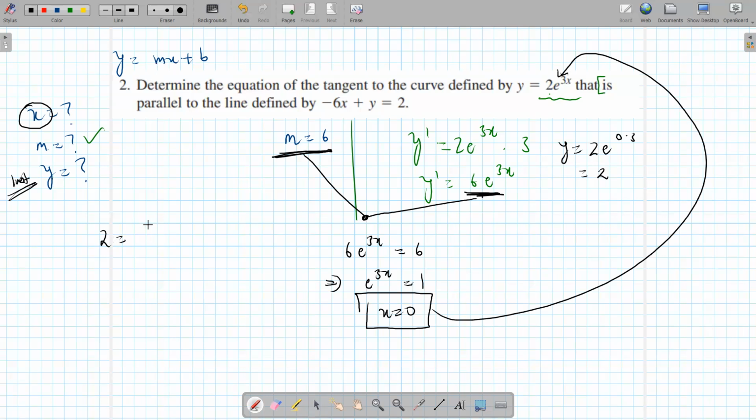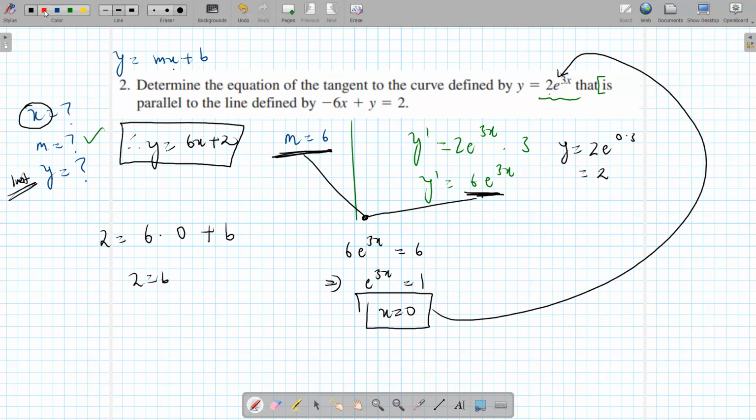We have our m value, 6. We have our x value, 0. We don't have our b. So b is going to be 2. Therefore, final answer: y equals 6x plus 2, mx plus b. And that's how you do this question. Does that make sense?